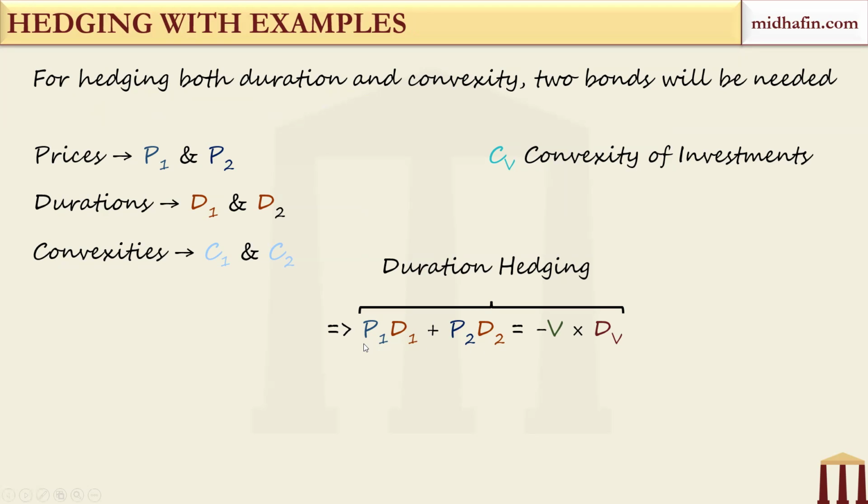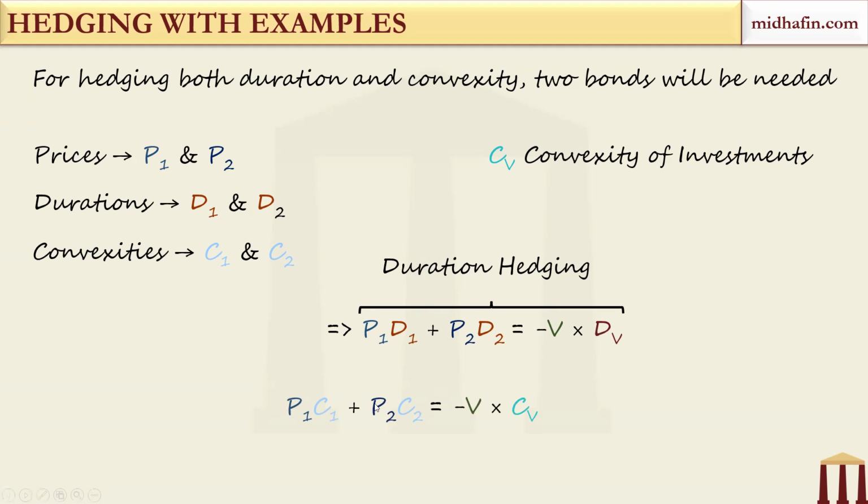And I said that according to my expression, it should be P1 D1 plus P2 D2 plus V times DV equal to 0. Again, this expression is nothing different than that. If you just transpose V times dV to the RHS, it will be minus of V times dV. So it's the same thing, and even if you write it like this or the way that I presented, both are correct. Okay, this is for duration.